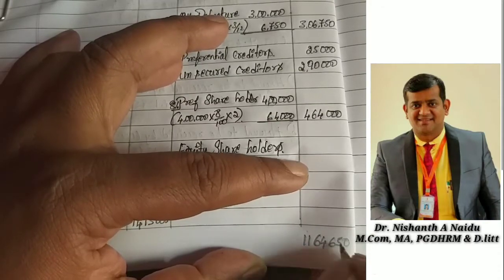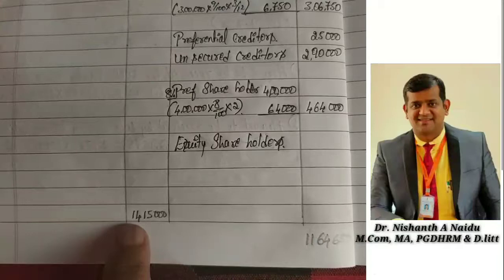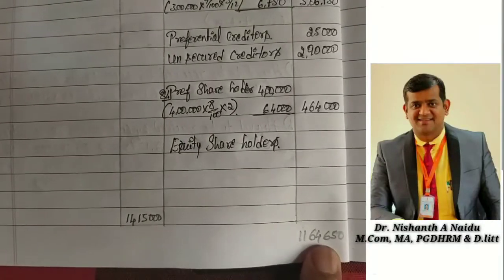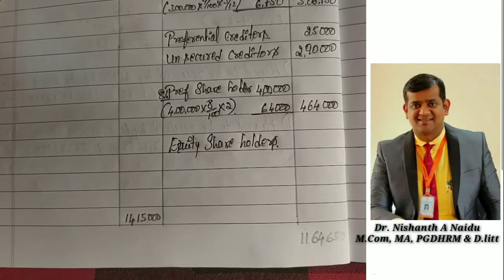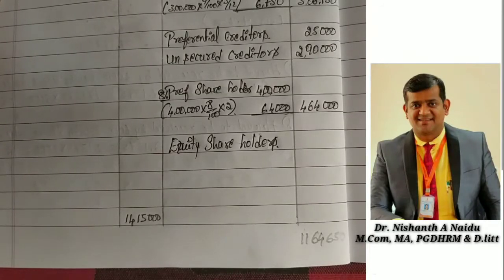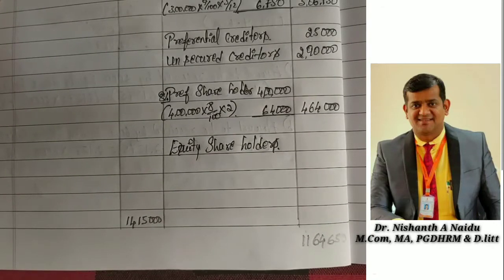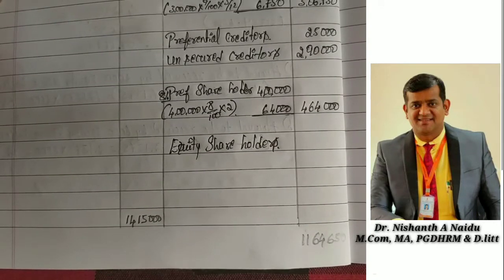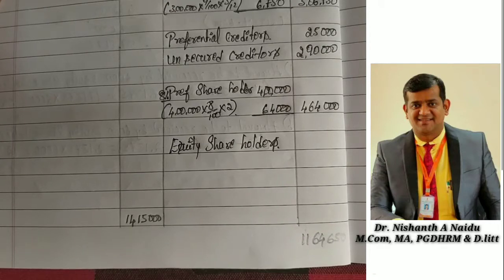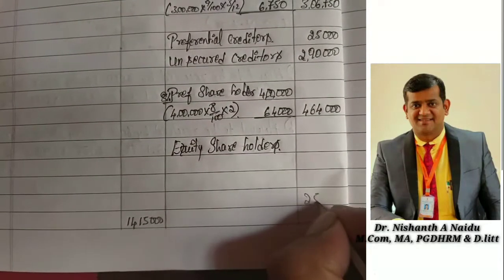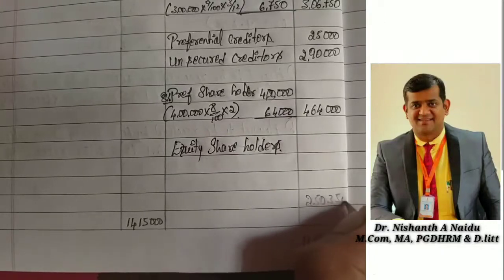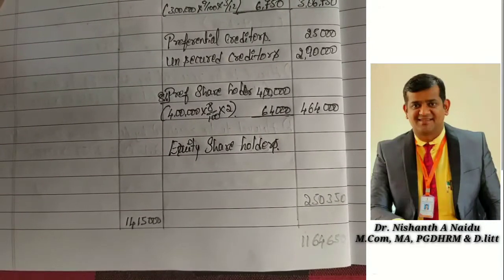11,64,650 rupees the total. So then find the difference. 14,15,000 minus 11,64,650. So the difference I am getting is 2,50,350 rupees. 2,50,350 rupees is the difference. But look at the problem in the question.